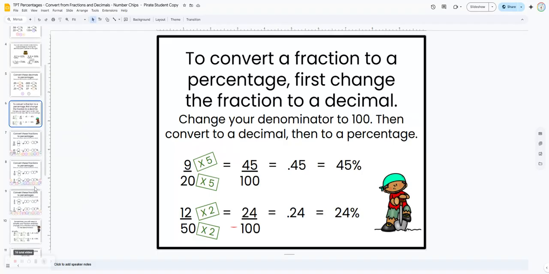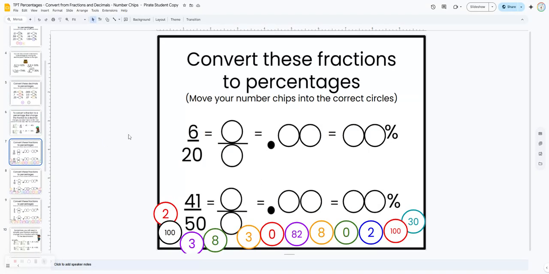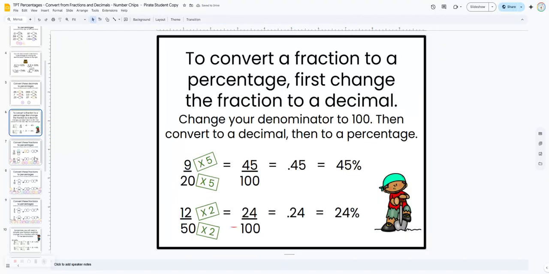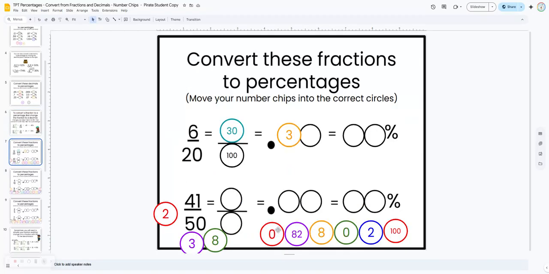So the next 3 slides, students are going to be doing that. So they want to convert this to an equivalent fraction with 100 in the denominator. So here's 100, and we know we have to multiply 20 times 5 to get 100, so we're going to multiply 6 times 5 also, and we're going to get 30 hundredths. Now 30 hundredths as a decimal, and it slipped on me, here we go, which would be 30%.